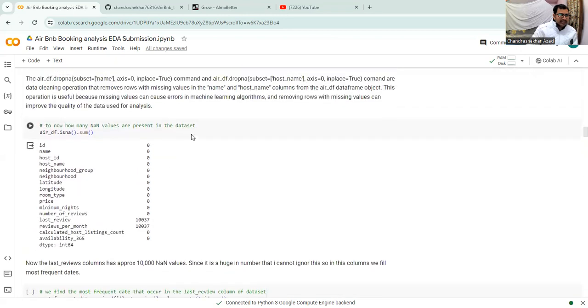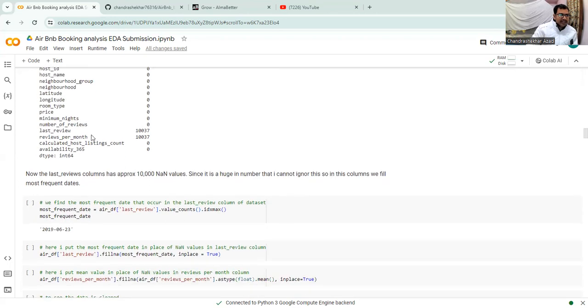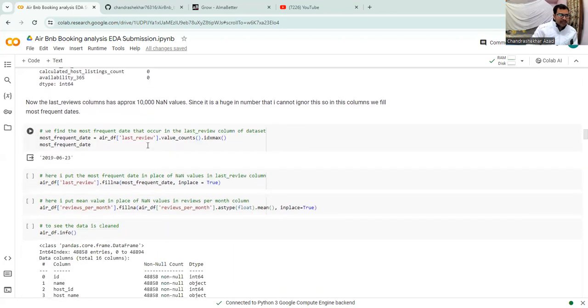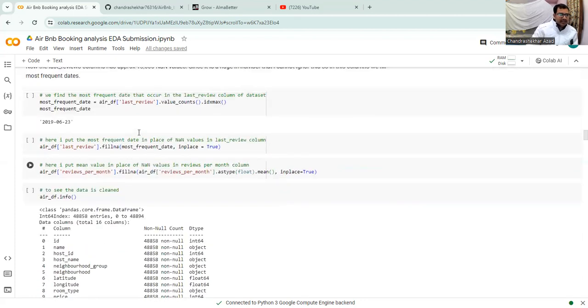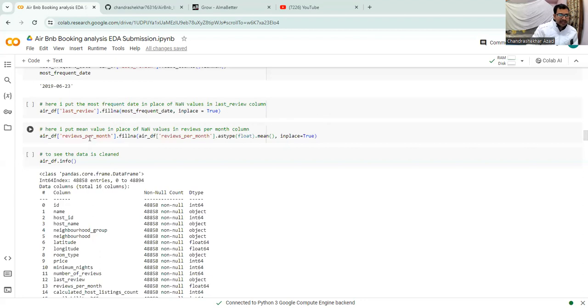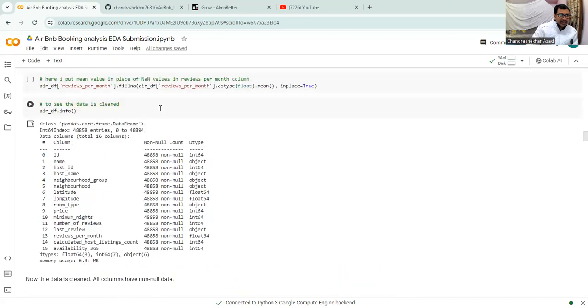After doing this task, we can see that 10,037 rows also have NaN values in the last review column and reviews per month column. So here we put the most frequent date in the date column and the average value in the reviews per month column. After doing this task, we can see that our data is now cleaned.